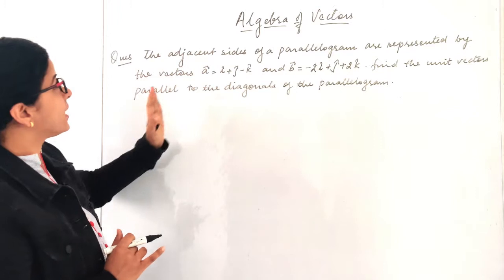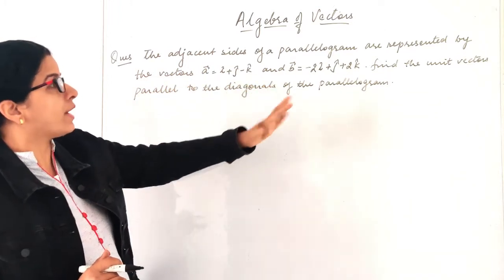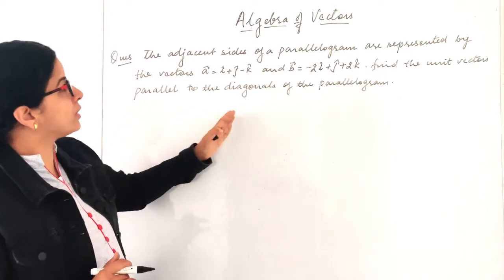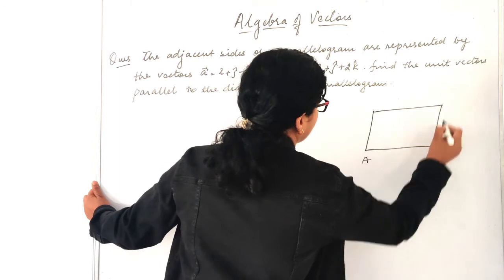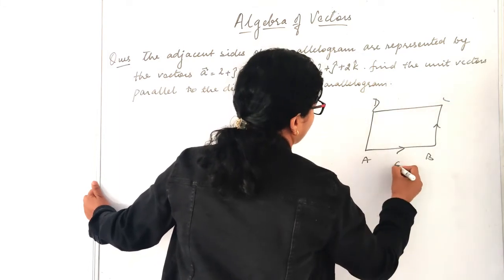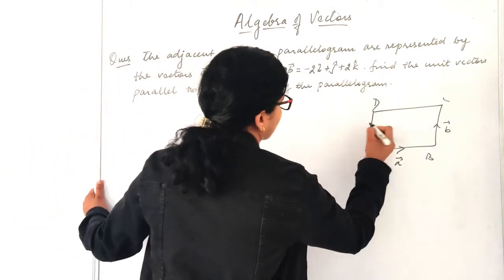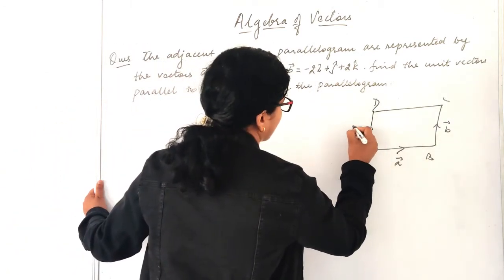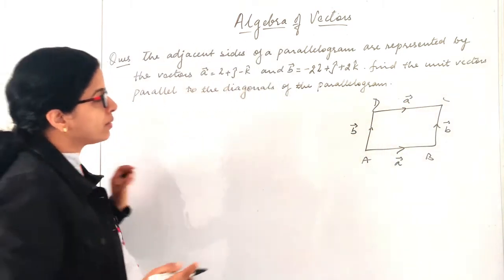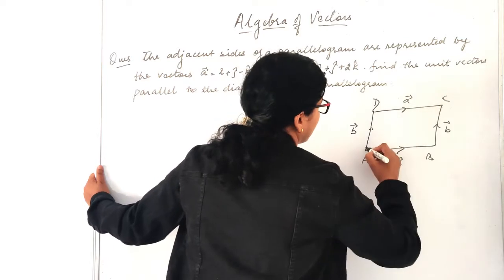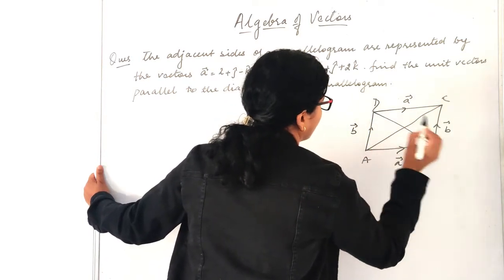Now let us take this question. The adjacent sides of a parallelogram are represented by the vectors A and B. Find the unit vectors parallel to the diagonals of the parallelogram. So let this be my parallelogram ABCD. This is A, this is B. These are the adjacent sides. Since it's a parallelogram, this will also be B vector and this will be A vector. We have to find the unit vector parallel to the diagonals, right? So basically I have to find the unit vector along AC and along BD.